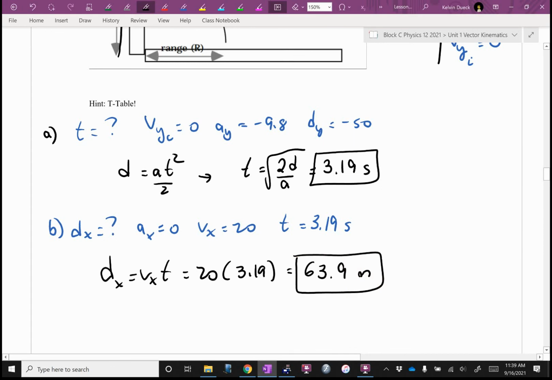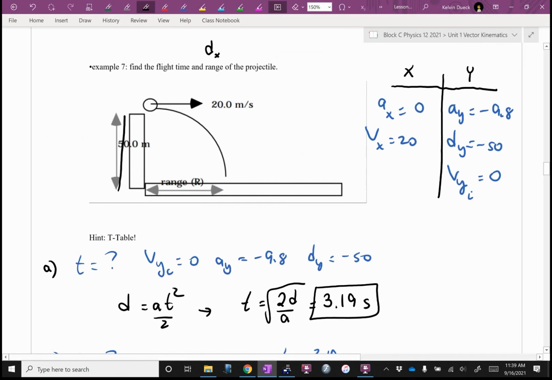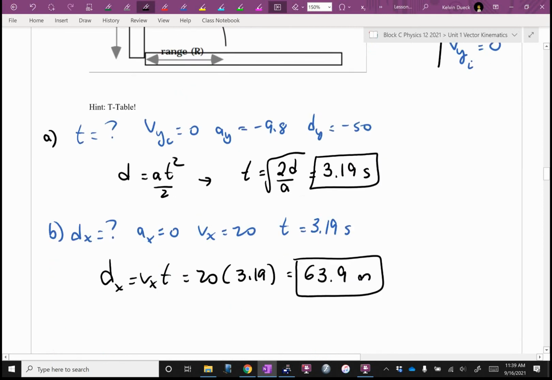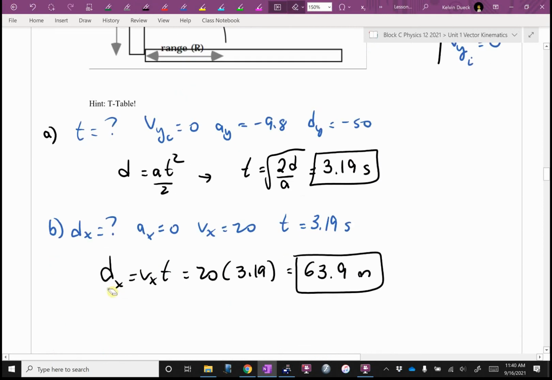Now, if I give this to you on a test, I probably won't say find the time and the range. I'll probably just say find the range and expect you to clue in you need to find the time. However, I can reverse this. In this question, I gave you the vertical displacement and I said find the horizontal displacement. I could also give you the horizontal displacement and say find the height of the cliff.